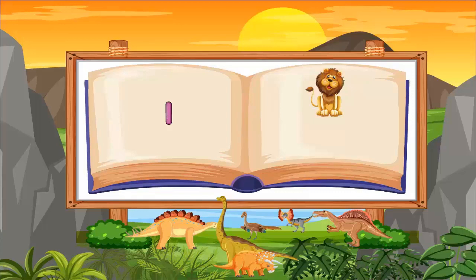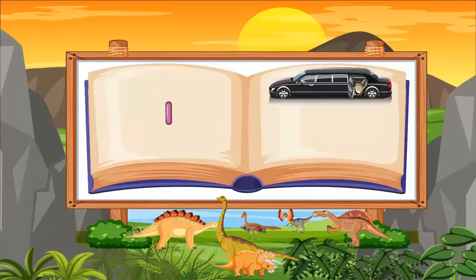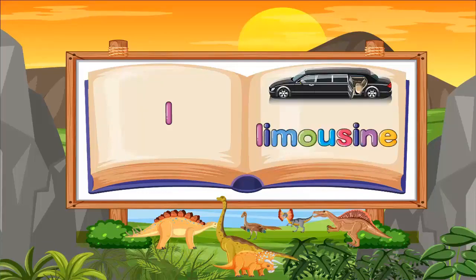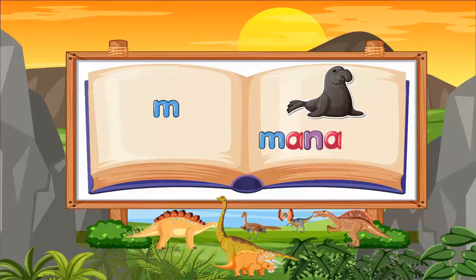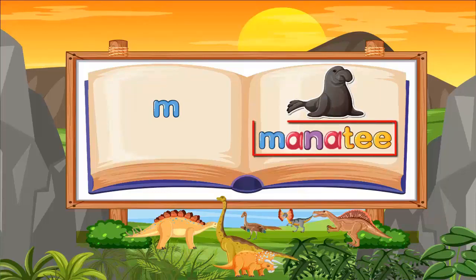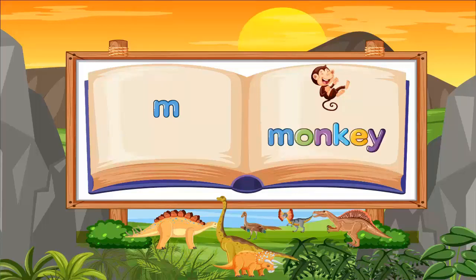L for lion, L I O N, lion. L for limousine, L I M O U S I N E, limousine. We are going to learn words starting with the letter M. M for manatee, M A N A T E E, manatee. M for monkey, M O N K E Y, monkey.